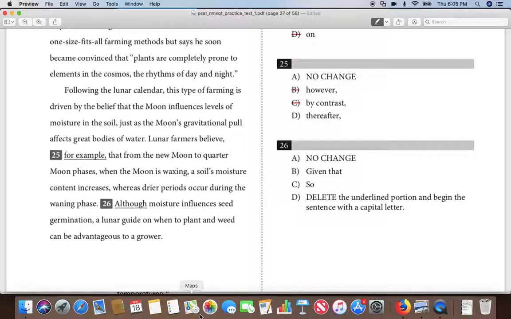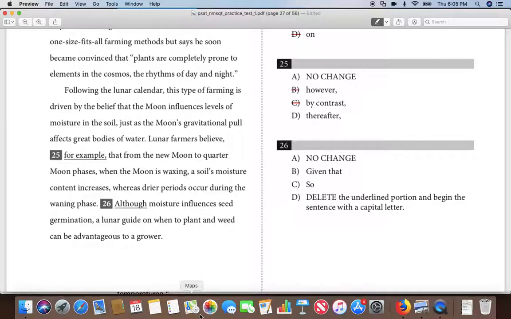Okay, so following the lunar calendar, this type of farming is driven by the belief that the moon influences levels of moisture in the soil, just as the moon's gravitational pull affects great bodies of water. Lunar farmers believe thereafter that from the new moon to quarter moon phases, when the moon is waxing, a soil's moisture content increases, whereas drier periods occur during the waning phase. How does that sound? It sounded okay. I mean, not amazing, but yeah. I would agree, not amazing.